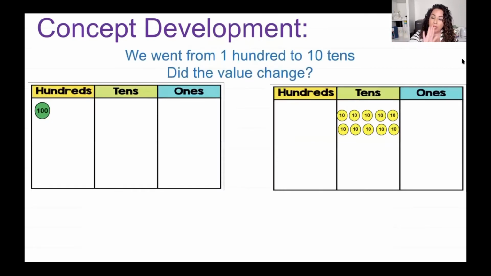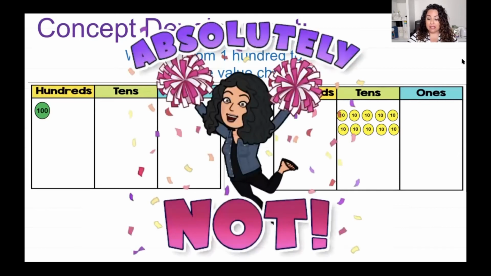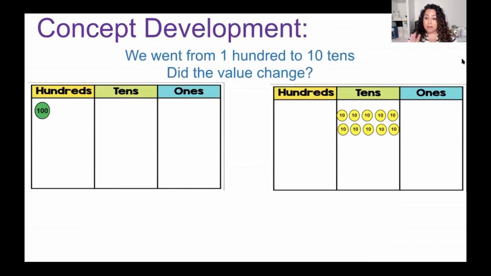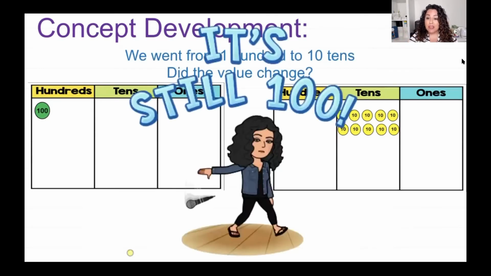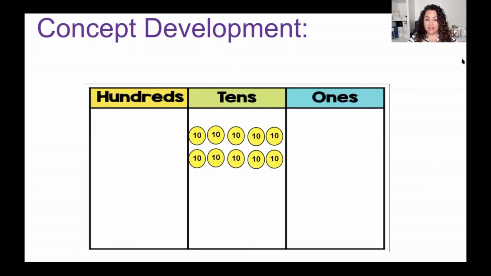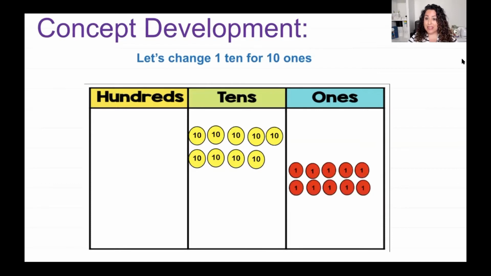When I went from 100 to 10 tens, did the value of the number that I had change? Absolutely not. When I looked at those two numbers and I made those two, the number stayed the same. The value of the number is still 100. Okay, let's try something else. Now I have 10 tens. Let's change 1 ten for 10 ones. And there it goes. And there's my 10 ones.